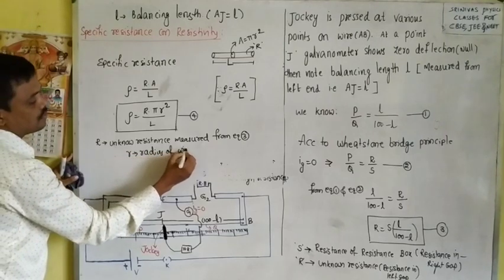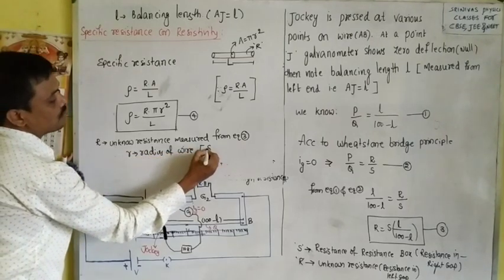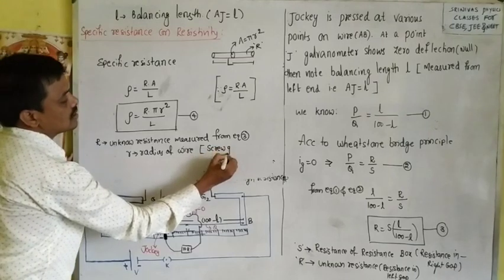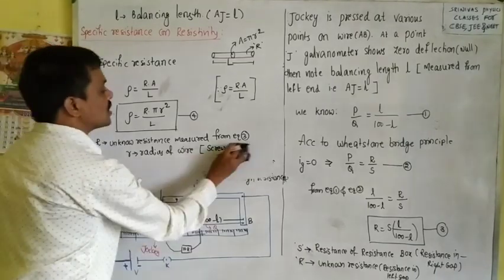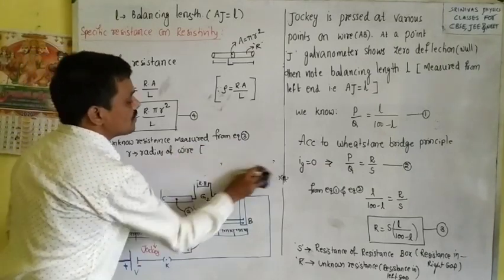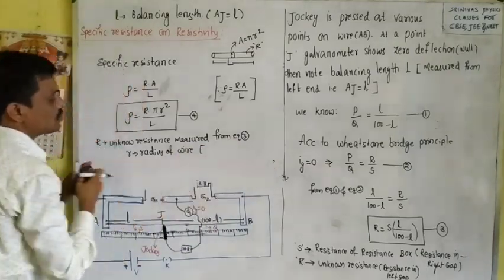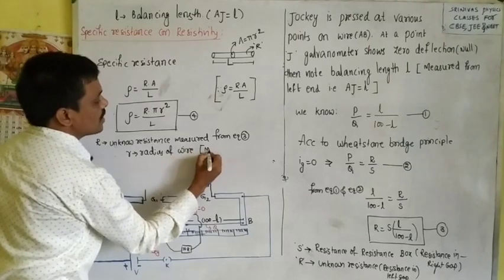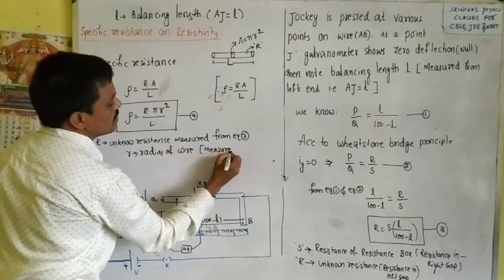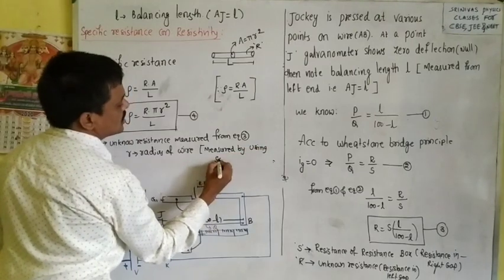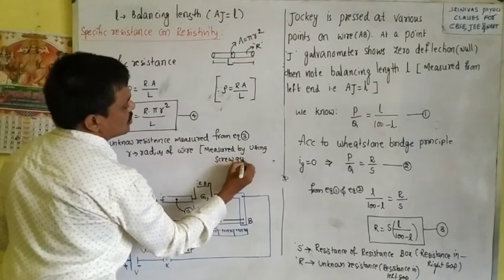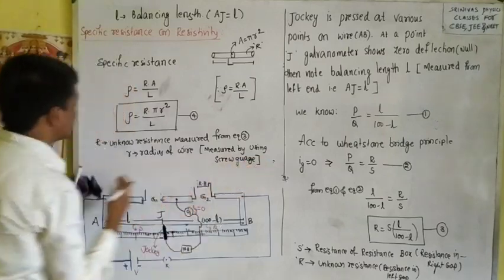Radius of wire. How will you measure the radius of wire? You have to use screw gauge. Okay, by using screw gauge we have to measure. Which instrument do we have to use to measure? We have to use screw gauge. By using screw gauge we can measure the small r.